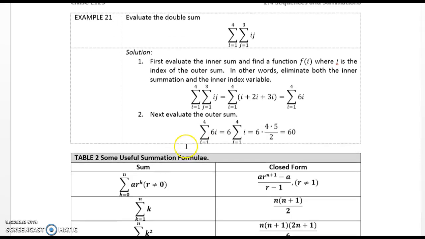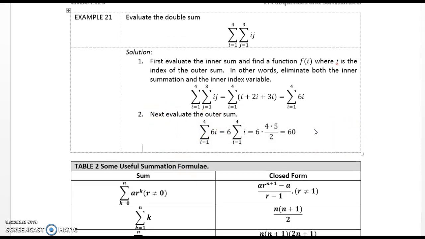And then we can next evaluate the outer sum, and we arrive at the sum for i equal to 1 to 4. We can bring the 6 out front, and we can use our formula to find the sum of an arithmetic sequence, n times n plus 1 over 2, where n is 4. 4 times 5 is 20 over 2, which is 10, times 6 is 60.